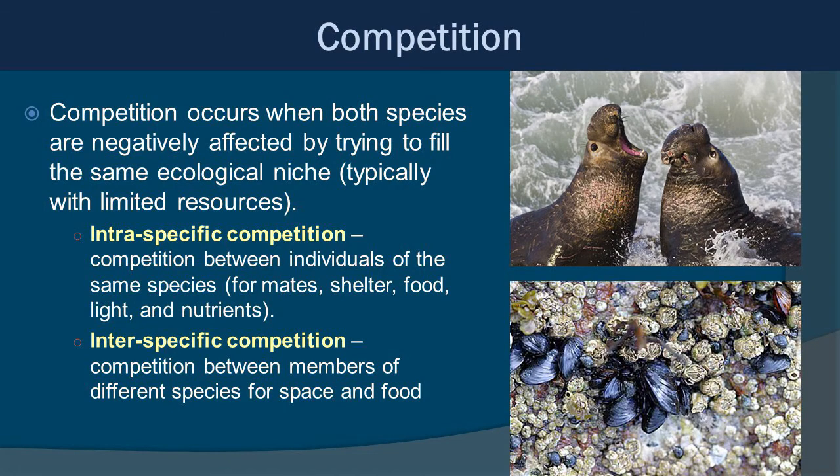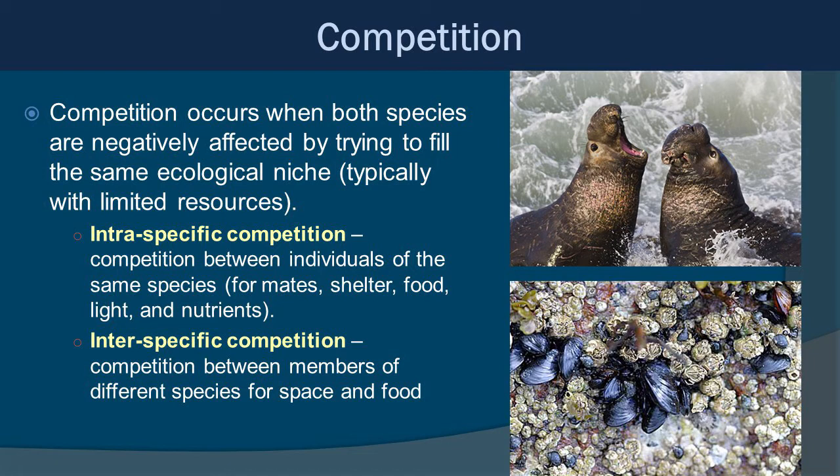Now, one of the forms of environmental resistance is competition. Competition occurs when both species are negatively affected by trying to fill the same ecological niche, typically with some sort of limited resources, things like that. There are two different categories of competition we can look at: intraspecific competition and interspecific competition. Intraspecific competition is competition between individuals of the same species. This competition can be for mates, for shelter, for food, light, nutrients, that kind of thing.